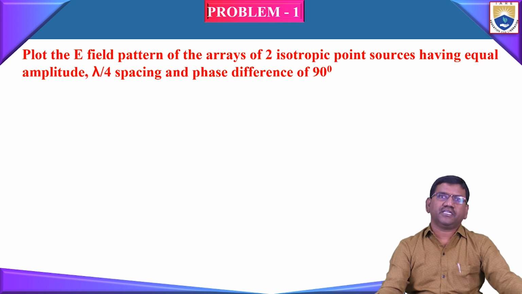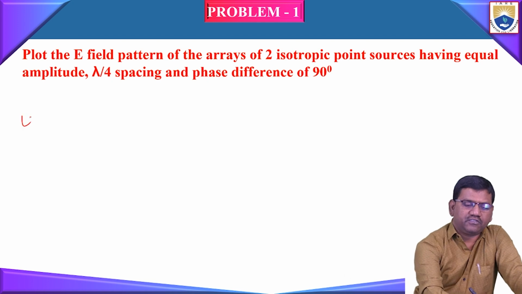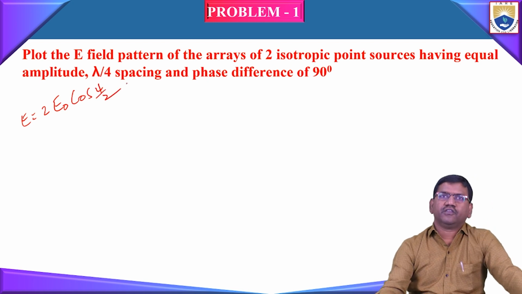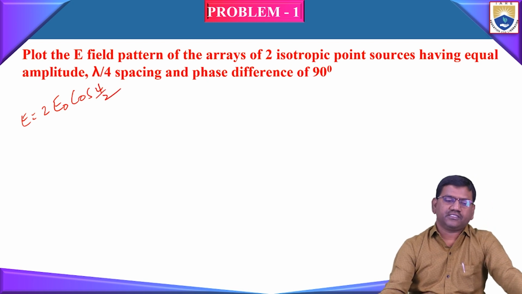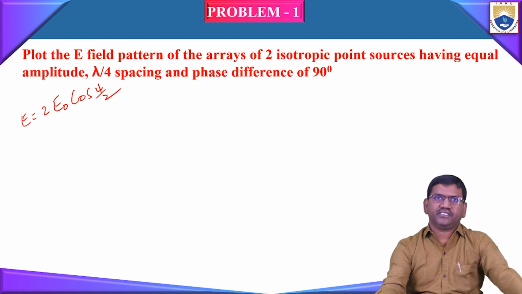The E field pattern is nothing but the radiation pattern, which we need to draw for the array of two isotropic point sources. So let us do the solution for this problem. We know that E is equal to 2E naught cos psi by 2. Here psi represents the total phase angle of all the elements in an array.